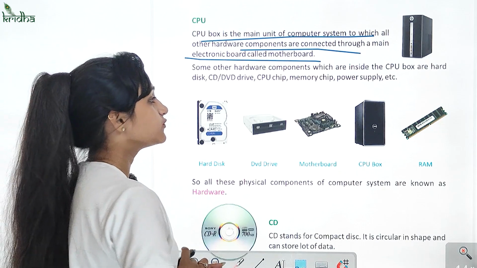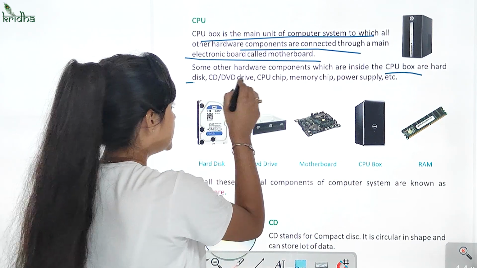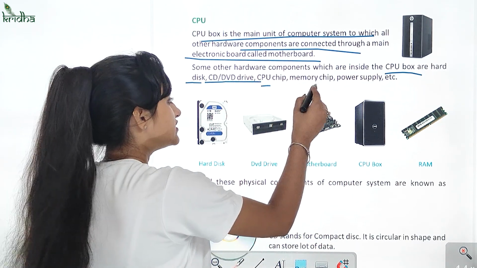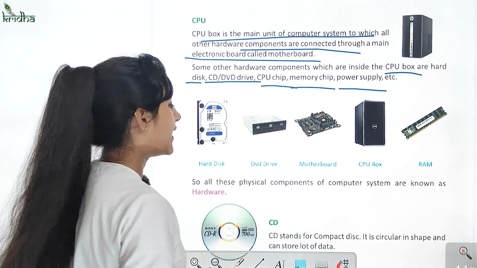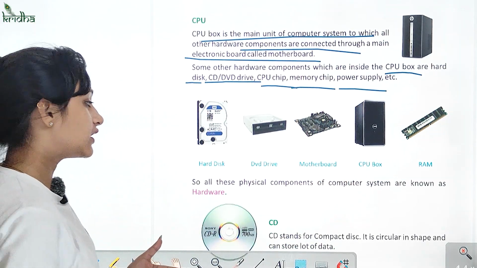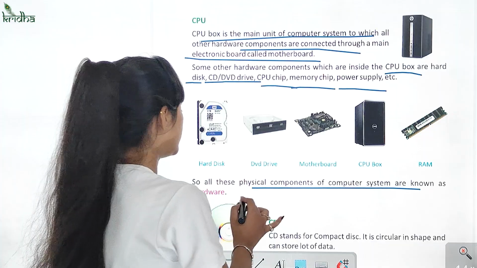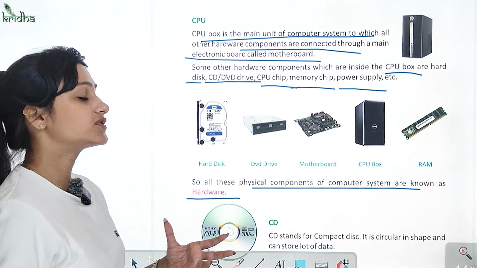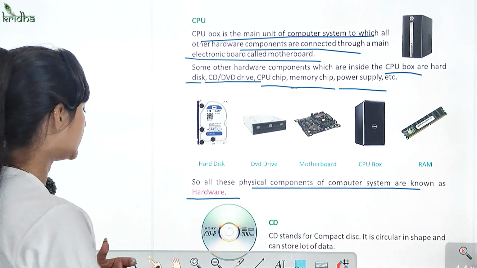Some other hardware components which are inside the CPU box are hard disk, CD, DVD drive, CPU chip, memory chip, and power supply, etc. So all these physical components of computer system are known as hardware. जो सारे physical components होते हैं हमारे computer system के, इसको हम hardware कहते हैं.